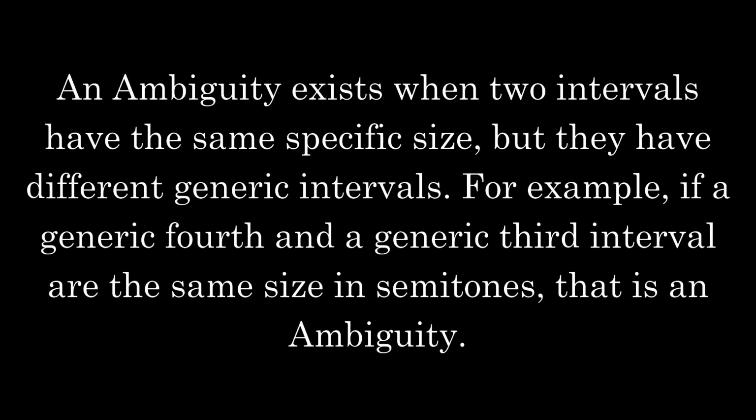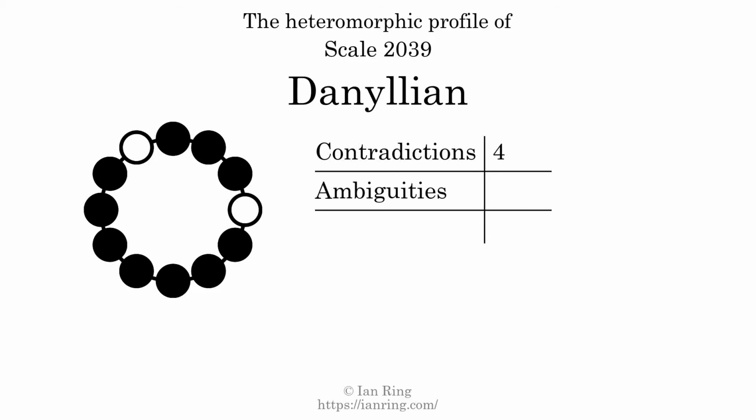An ambiguity exists when two intervals have the same specific size, but they have different generic intervals. For example, if a generic fourth and a generic third interval are the same size in semitones, that is an ambiguity. The number of ambiguities in this scale is 129.